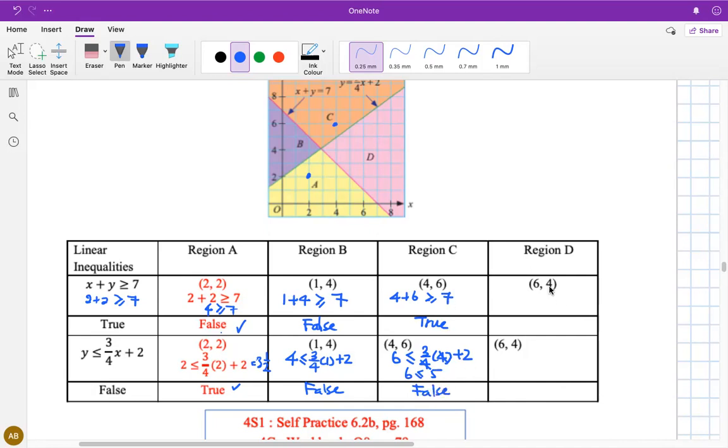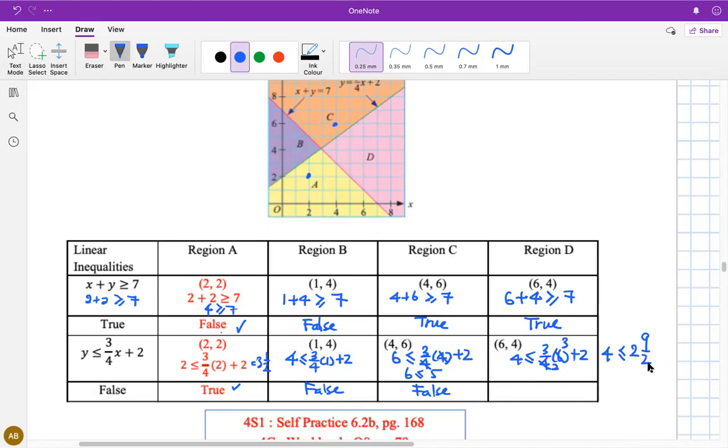Then the next one, D. D is 6, 4. We substitute the value of x is 6 and the value of y is 4. So x plus y greater than 7. This is true. Then 4 less than 3 over 4 times 6 plus 2. So you will get 4 and a half, plus 2.